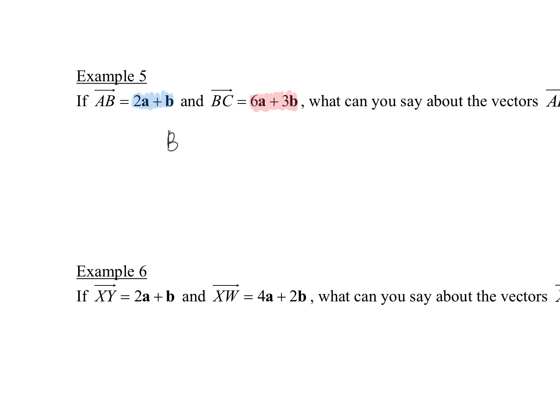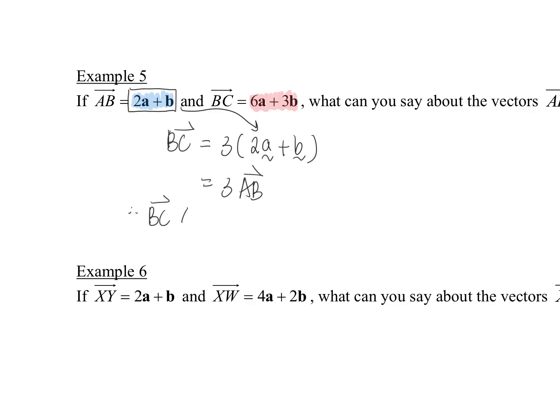Can you see that for BC, I can take out the common factor 3? And then I have a 2A plus B. So this 2A plus B is actually my AB. So I put in my AB. So I've proven that BC is 3 times of AB. Therefore, BC is parallel to AB, since BC is 3 times of AB. So this is one thing you can say about it.